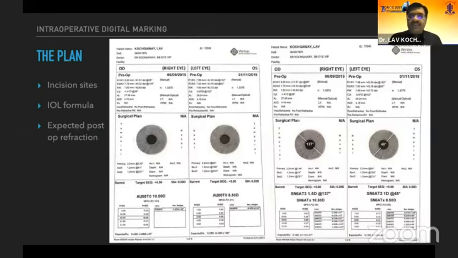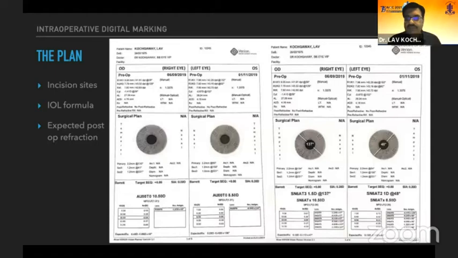Now, just for reference, I've taken my findings in this, and what you see, the incision site is marked, the IOL formula, and most of the times it takes the Barrett formula and expected post-op refractive outcome. So in my biometry, if I use a non-toric IOL, my post-op refraction expected is plus 0.48 sphere and minus 0.5 cylinder.